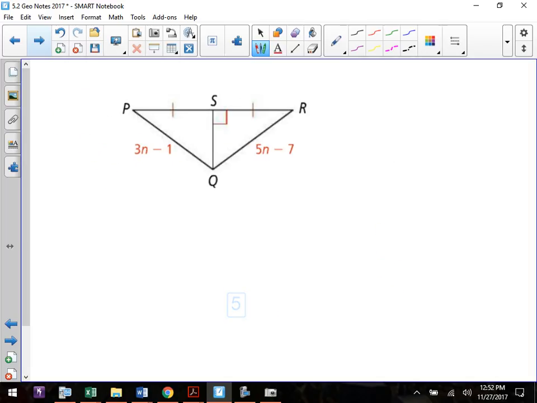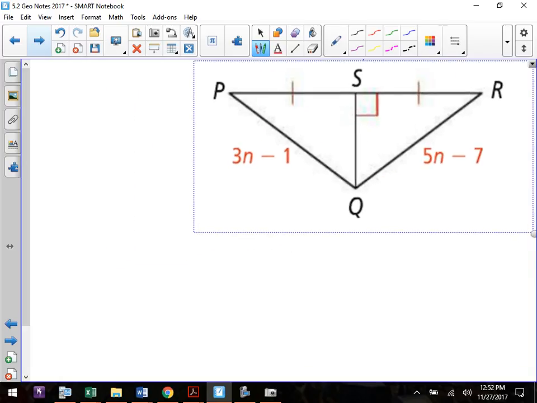Same thing here. Could you figure this one out to solve for the side lengths? All right, solve for the side lengths, please.